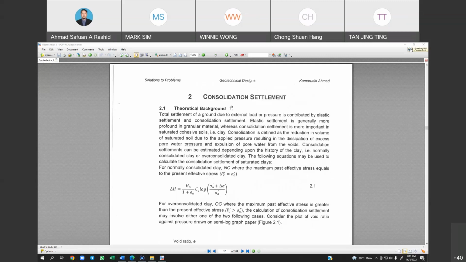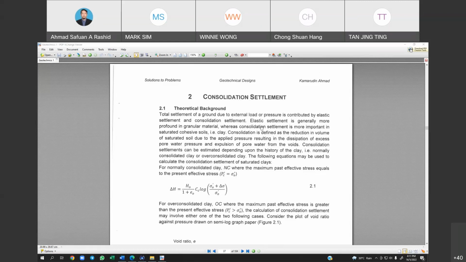Consolidation settlement. Total settlement of a ground due to the external load or pressure is contributed by the elastic settlement and consolidation settlement. Previously, I added the secondary settlement, but in this topic, we only learn the elastic and consolidation settlement.